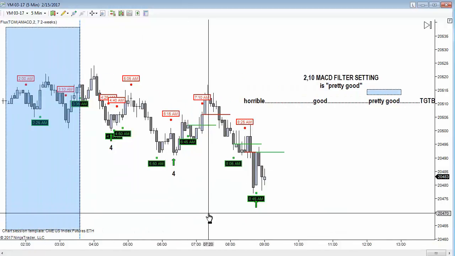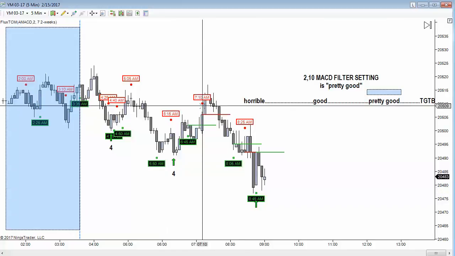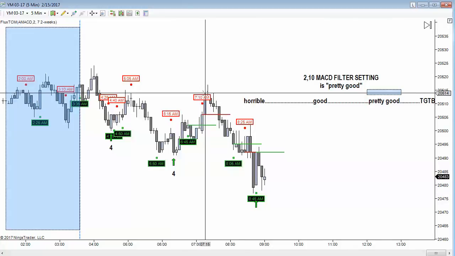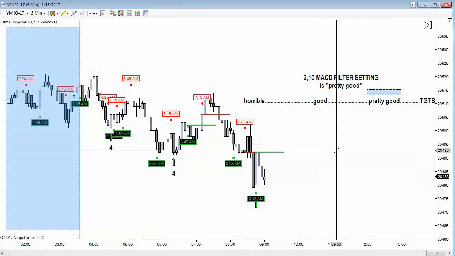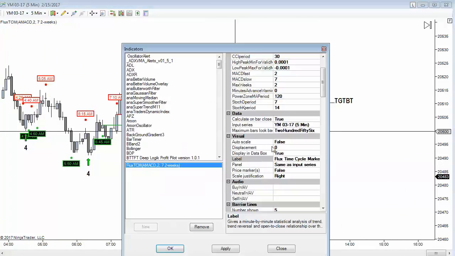I picked up the low at 8:45 just now, but that 710 signal was still off by 1 bar. So we're in the ballpark with a pretty good setting at a 2.10. I'm going to go back and leave it there for now.